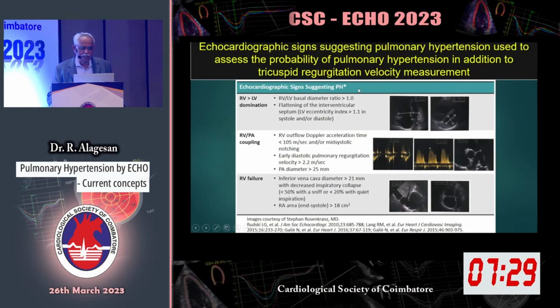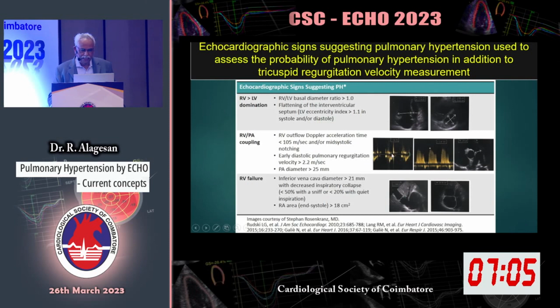The associated signs we have to depend upon: measure the RV basal diameter and the LV basal diameter. If the ratio is 1.0, and if the eccentricity index of the left ventricle is more than 1.1, these are indicators that significant pulmonary hypertension is likely to be present. And look at the Doppler velocities.